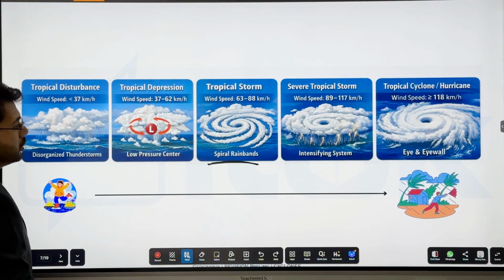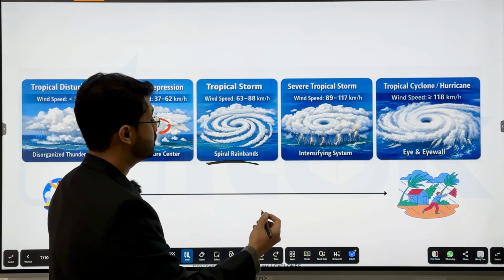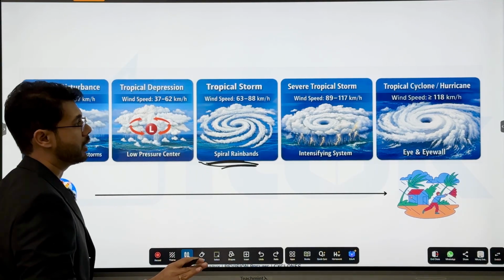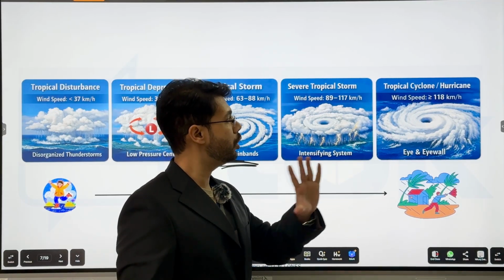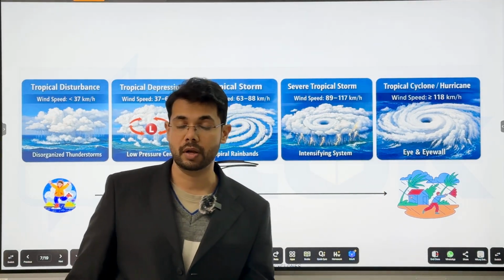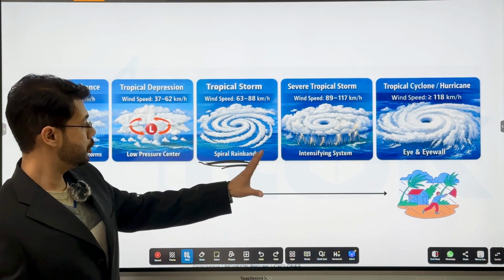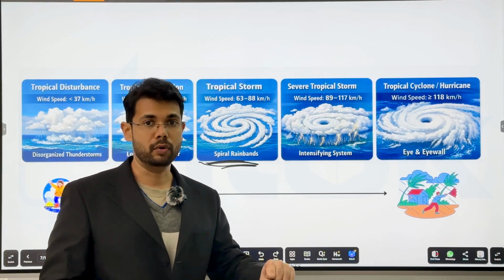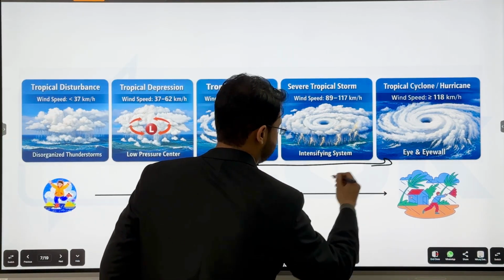But if it continues, then there is a spiral rain band here. This increases into severe. Once you enter the tropical storm, spiral rain band, then there is no looking back. Then it will go into a severe tropical storm and tropical cyclone, or a hurricane, or a typhoon. And if the tropical storm makes landfall, that is, it touches land before, then it will dissipate. But mostly it goes up till the end.